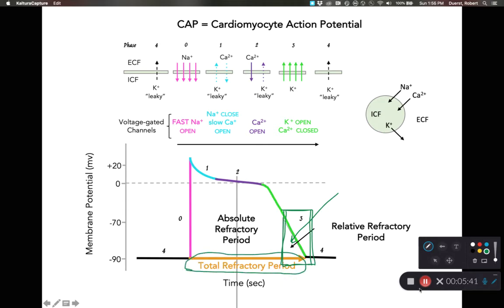Pragmatically speaking, this means that for time, we're looking at about from this point to this point, about 300 milliseconds, which means that the fastest our heart can beat is about 3 beats per second, or about 1/3 of a second-ish, depending on your health. If you're really healthy and young, it's about 1/4 of a second. For older folks, it's about 1/3 of a second for the absolute refractory period of these cardiomyocytes.